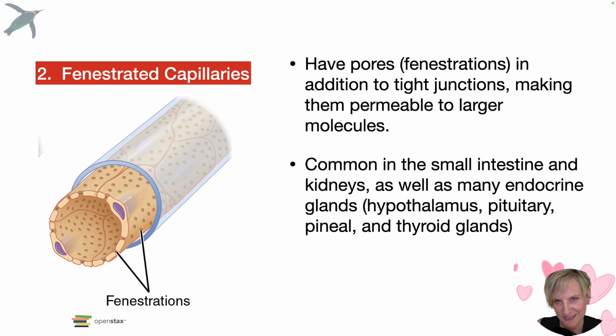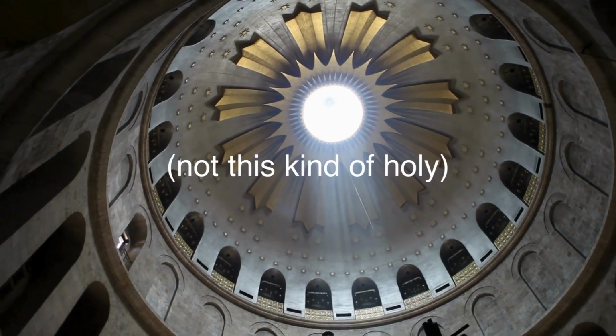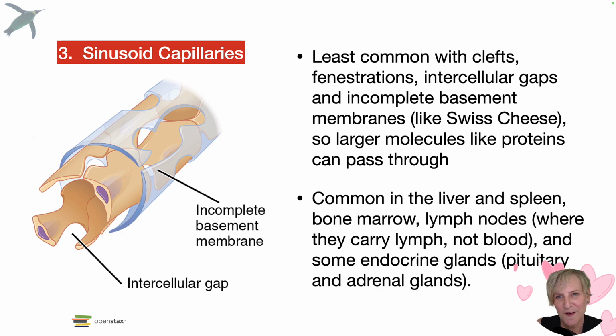The third type of capillary we have are called sinusoid capillaries, and these are the most holey of all. In fact, they don't even have complete basement membranes. So under the microscope, they look a bit like Swiss cheese. We find them in the liver, the spleen, the bone marrow, the lymph nodes, and some other endocrine glands.